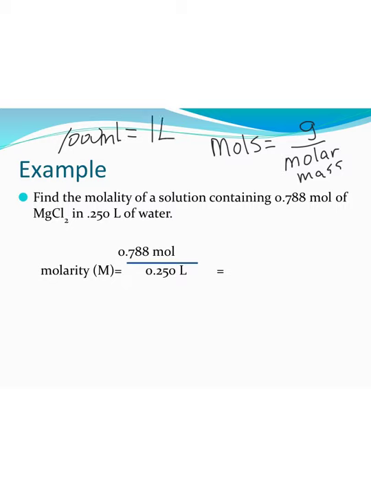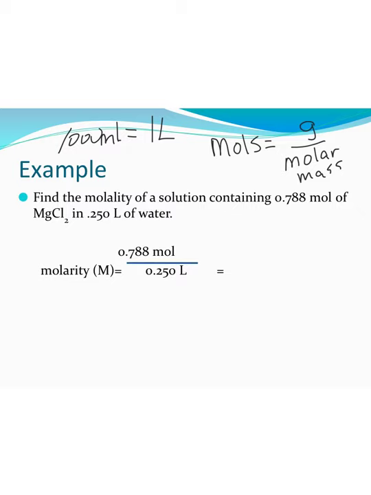So let's take a look at our sample problem. It says, find the molarity of a solution containing 0.788 moles of magnesium chloride and 0.250 liters of water. All right, so we see that our problem is set up. We're solving for concentration or molarity. It means the same thing. So we set up our problem.